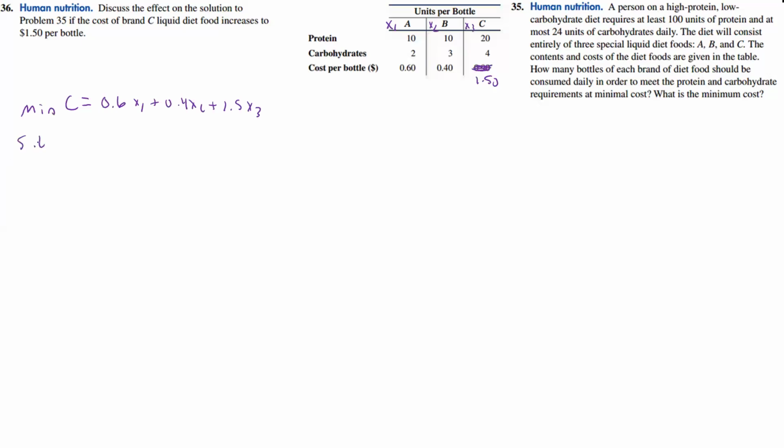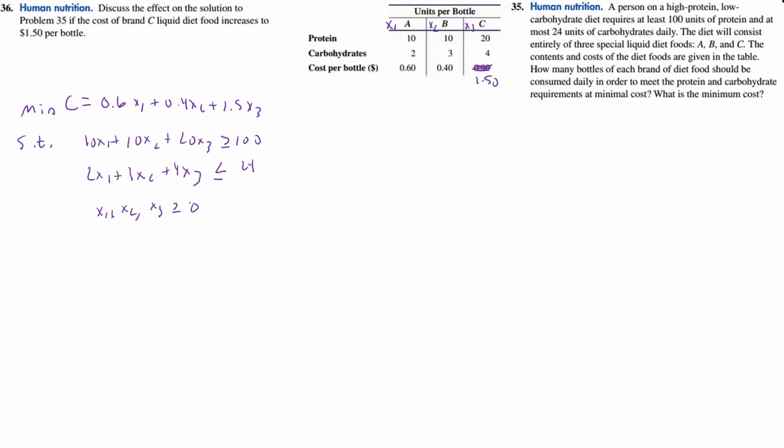And we're subject to what? Well, now we're subject to all these constraints. So we'll have 10x1 plus 10x2 plus 20x3, and that has to be greater than or equal to 100, because it's at least 100. And then the next one is 2x1 plus 3x2 plus 4x3, which has to be less than or equal to 24. And x1, x2, x3 have to be greater than or equal to 0.